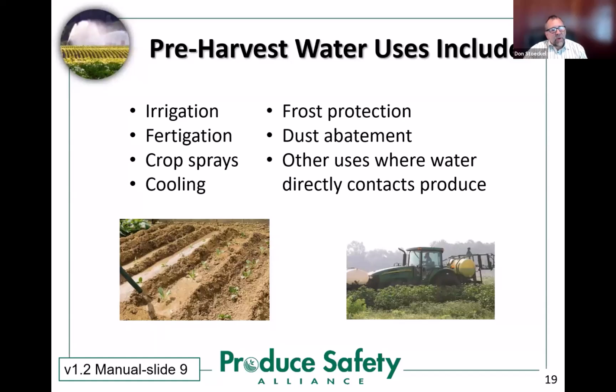This is the slide where we discuss some of the ways that agricultural water is used pre-harvest. It's not just about irrigation uses. Sometimes we fall into the habit of saying irrigation water, irrigation water. You can walk through and describe why each one of these uses of water is pre-harvest agricultural water and how risk could be introduced into the produce growing area if the water is not of sufficient quality.